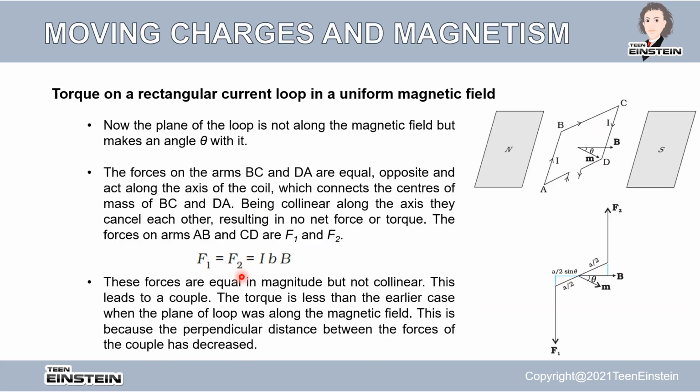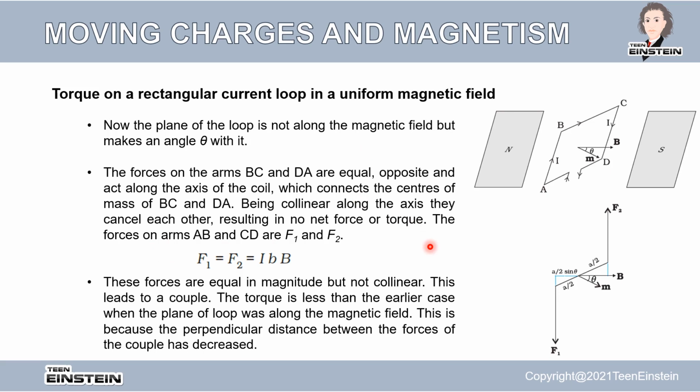Okay. Now what if this loop is kept at an angle theta like this? So the area of the loop makes an angle theta with the magnetic field. Now the plane of the loop is not along the magnetic field, but it makes an angle theta with it. The forces on the arms BC and DA are equal, opposite, and act along the axis of the coil, which connects the centers of masses of BC and DA. Being collinear along the axis, they cancel each other, resulting in no net force or torque.